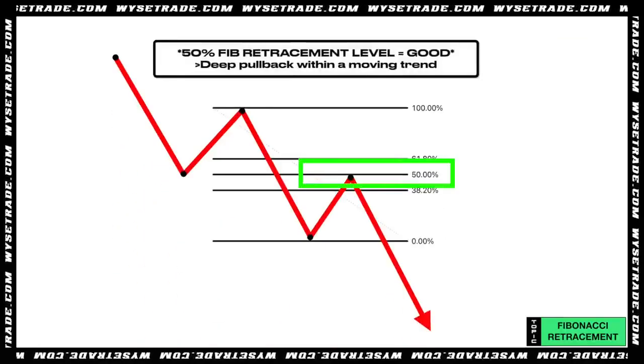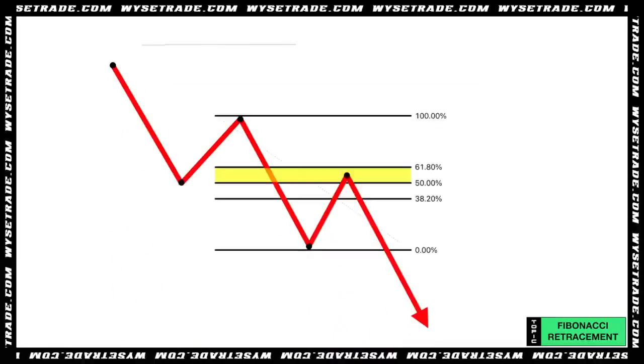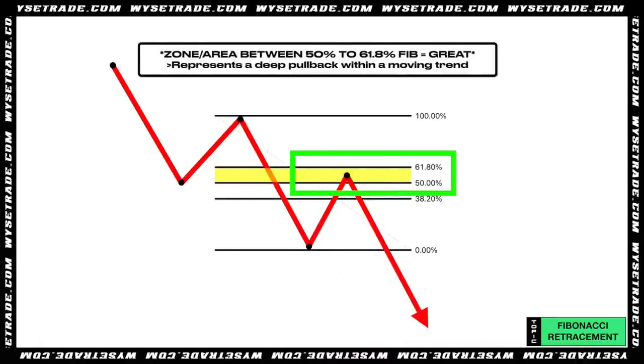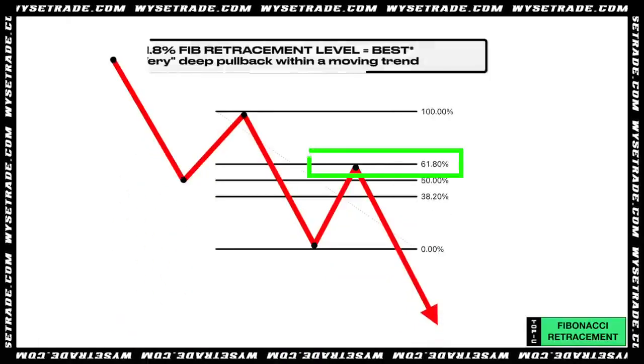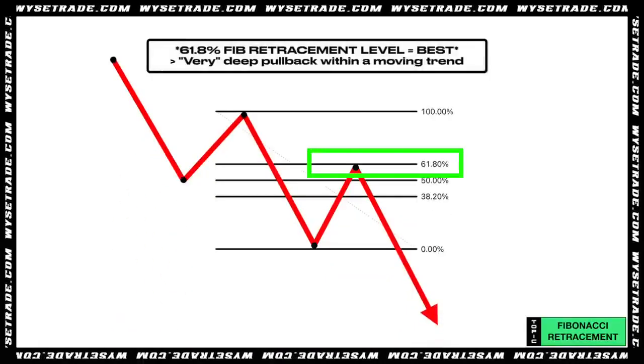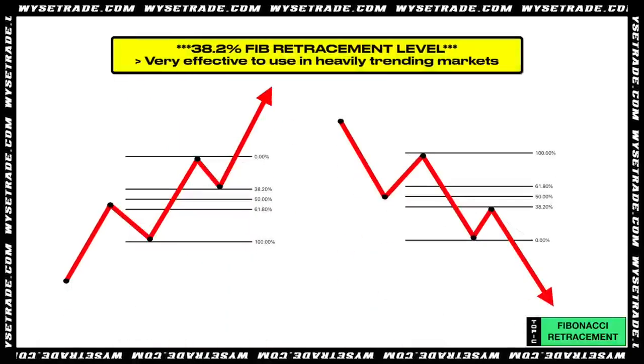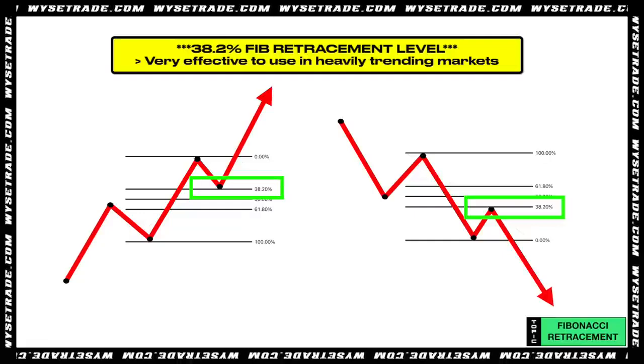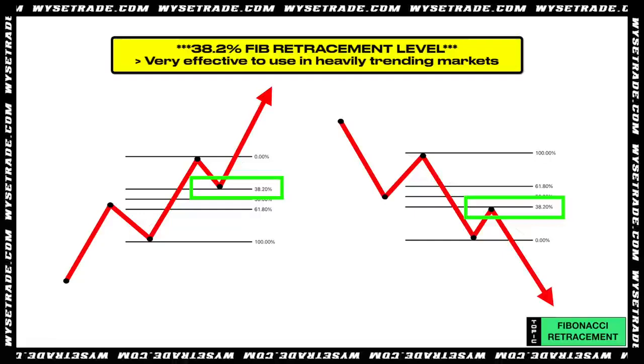50% Fibonacci is good. The zone and area between 50% Fib and 61.8% Fib is great. And 61.8% Fibonacci is best. Now there's also the 38.2% Fibonacci level, which is very effective to use in a very specific use case, which we'll discuss later in this video.